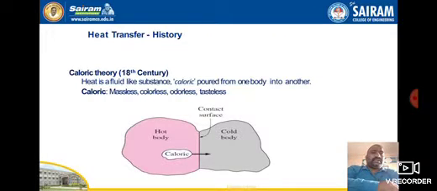So this is one history, that is the heat transfer history. Earlier, the calorific theory was introduced in the 18th century, and heat always flows from high temperature to low temperature of a body.